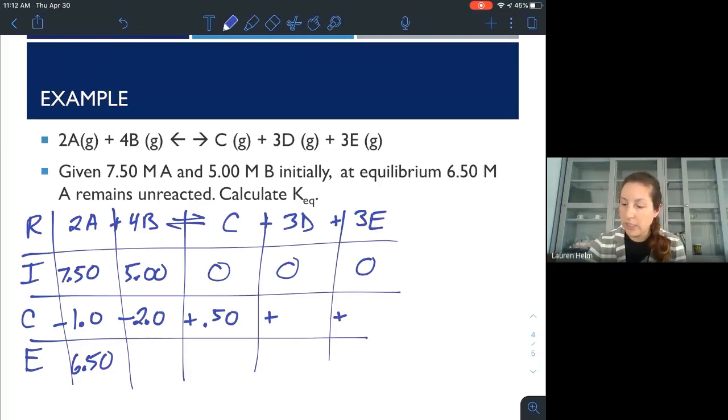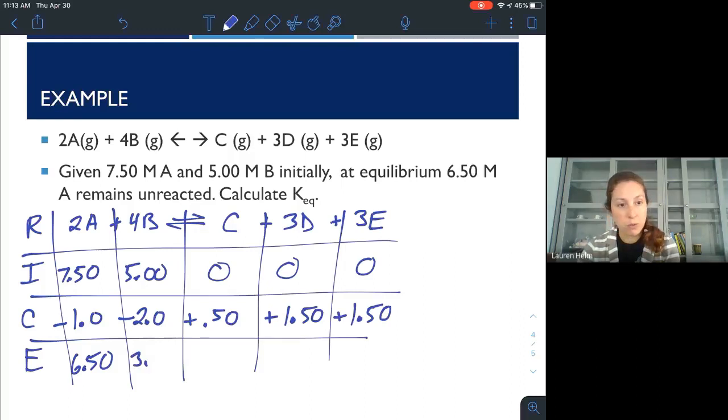2A to 3D, that's a 2 to 3 ratio, or to make it easier, I can compare C and D. C is a 1 to 3 ratio, so that's 0.5 times 3, or 1.5. And same, C to E is a 1 to 3 ratio, or 3 times larger than what C is, so 1.5 molarity increase. Go through and finish filling out our equilibrium values.